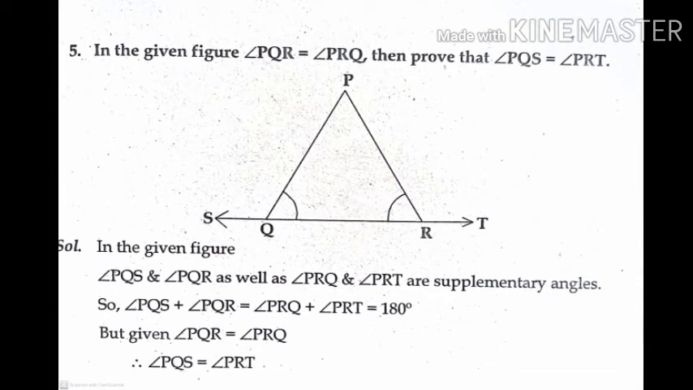But given angle PQR is equal to angle PRQ. So, cancel the equal angles on both sides. We get angle PQS is equal to angle PRT.